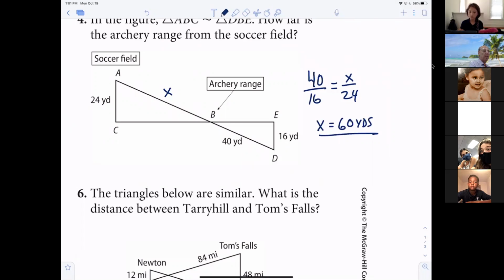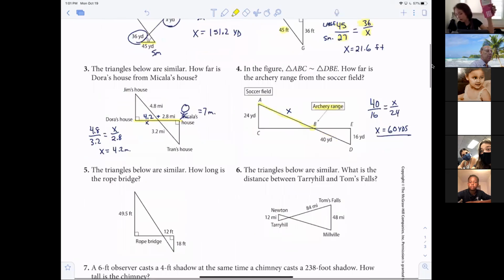Now, look at that, guys. It says the archery range is right here, and then they said from the archery range to the soccer field. Some of my last kids thought they were being smart and they added 60 and 40. Are we supposed to add 60 and 40 this time? No, we're not. All right, everybody's on number 5 now.